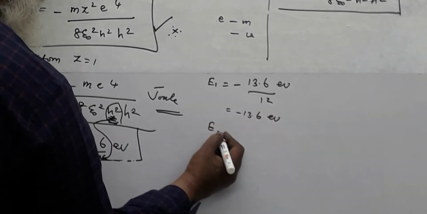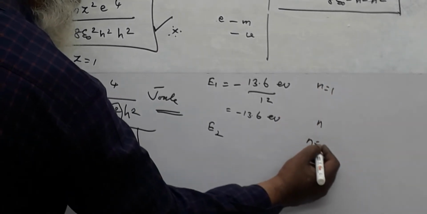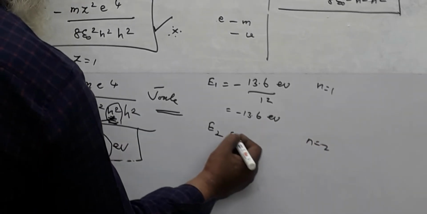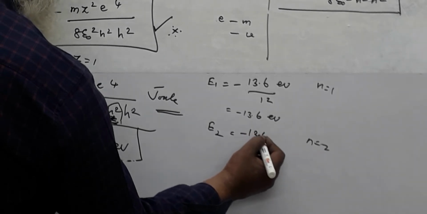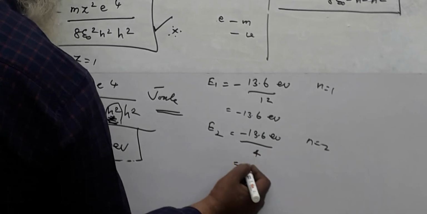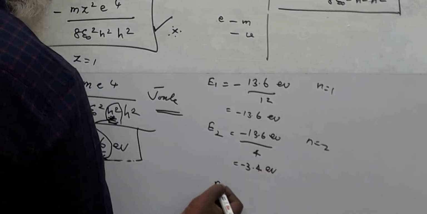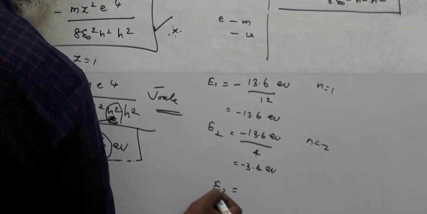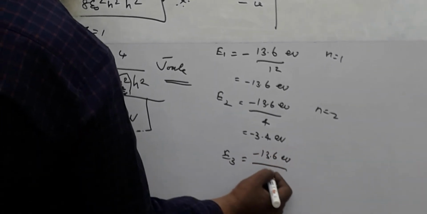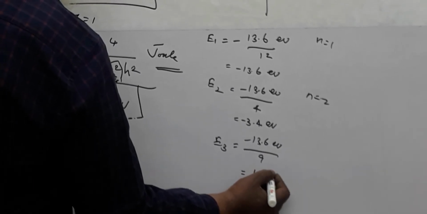When you say E2, that is n equal to 2. Now we are going to derive the total energy of an electron in the second orbit. What will be the value? Minus 13.6 electron volt by 2 square, which is 4, that is equal to minus 3.4 electron volt. Likewise, if you want to find the value of E3, minus 13.6 electron volt divided by 9 is equal to minus 1.511 electron volt.